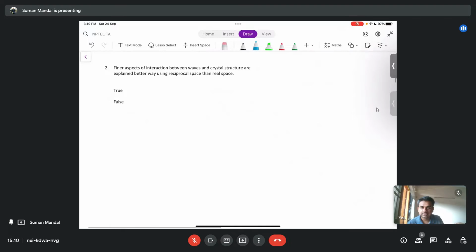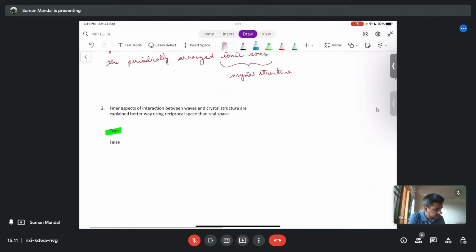The next question is, the finer aspects of interaction between waves and crystal structure are explained better by using reciprocal space than real space. It's more like a qualitative question. We'll be moving into quantitative questions later. Yes, true. The answer is true.